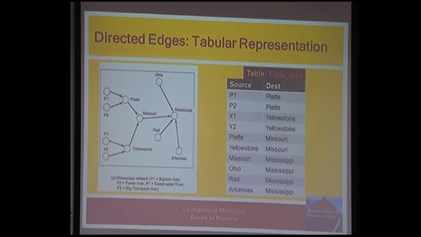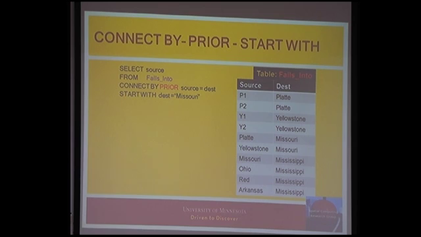I can also represent the same thing in a tabular format. This set of edges is how it will be represented in SQL: this is the table name, with source and destination. Each edge is a row: P1 to Platte is the first edge, this is the second edge, and so on. In SQL everything is a table, so even graphs are viewed as an edge table.